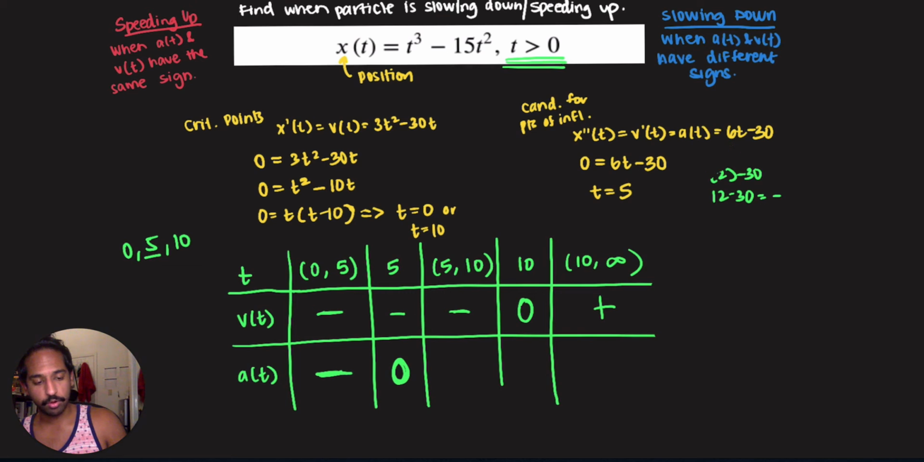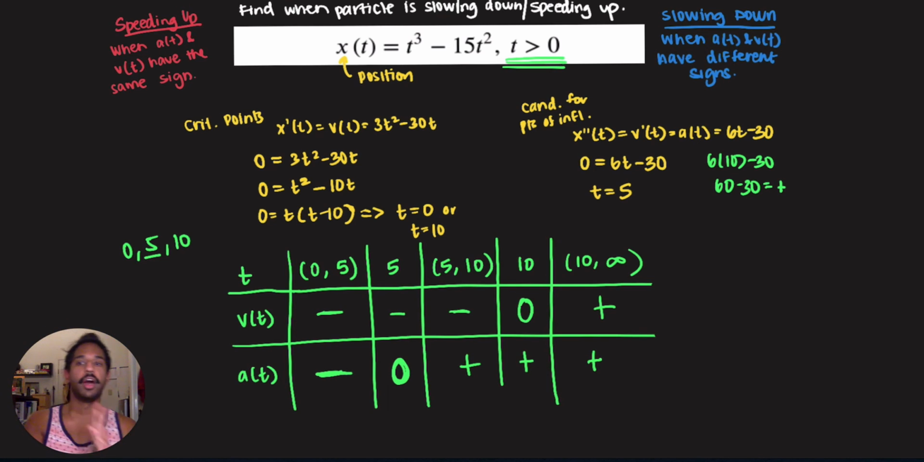Now let's test out on the other side what's going to happen. Well, I'm going to test 10 because I see that that number is there. So 6 times 10 minus 30, 60 minus 30. I know that's 30, but all I care about is that it's positive. And since this is positive, all of these are also going to be positive because we're looking on the other side of our potential point of inflection.